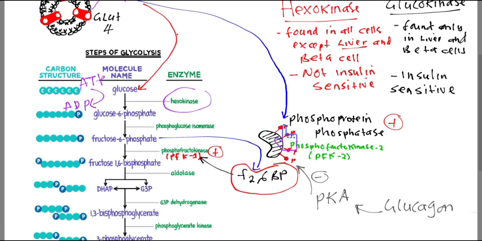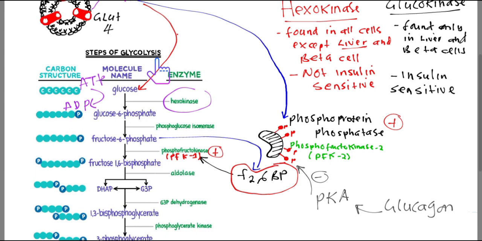Now, what does it do when it becomes active? Why even have this enzyme? PFK2 is very important because it can convert some of the fructose 6 phosphate to a molecule that we call fructose 2,6 bisphosphate. Don't confuse it with fructose 1,6 bisphosphate. These are two different molecules. So, from fructose 6 phosphate, we can either form fructose 1,6 bisphosphate using PFK1, or we can form fructose 2,6 bisphosphate using PFK2.